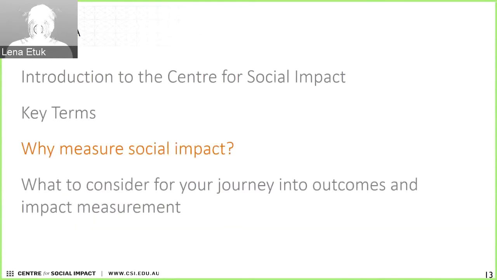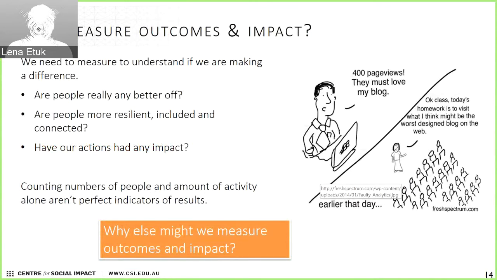All right, so next let's talk about why we want to measure social impact and why it's important. So we need to measure things to understand if we're making a difference. As this little illustration on the right points out, this individual has written a blog. They've gotten 400 page views. They're drawing the conclusion that they must love the blog. Earlier that day, we see, however, that an instructor is pointing out to students, okay, class, today's homework is to visit what I think might be the worst designed blog on the web. So we've got a lot of people looking at a blog. They didn't love it. They didn't think it was that great, but there are a lot of page views.